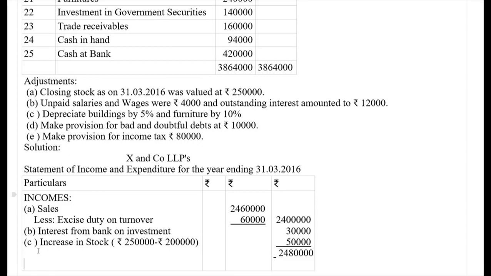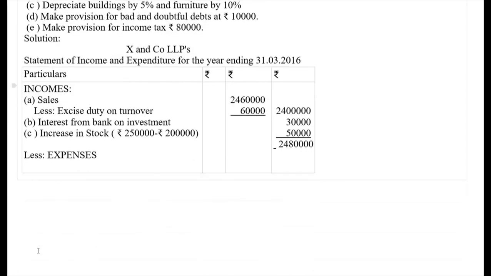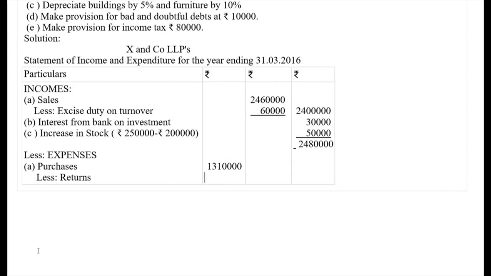Then we should subtract all the expenses. So less expenses here. A, purchases less returns. So purchases which are given in the problem as rupees 13,10,000. Then there is an amount of returns here, rupees 30,000, which is given in the problem. So let me underline here.